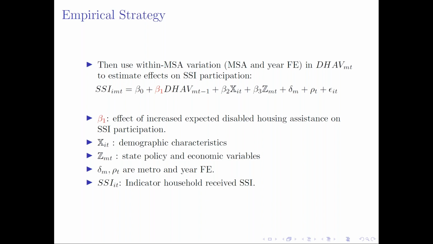We are then going to use that DHAV variable and run a regression where we're predicting whether or not a household receives SSI. Again, using these same demographic and policy variables. We allow for state or for metro area and year fixed effects. And then we're going to use variation in this DHAV variable over time to see if you are in a metro area where they increase the priority given to disabled households. Do we see that people are more likely to participate in SSI, holding constant all the observable characteristics that we can about the household?